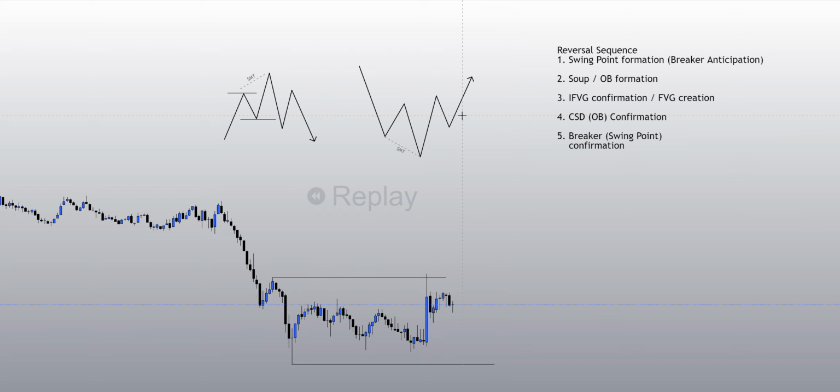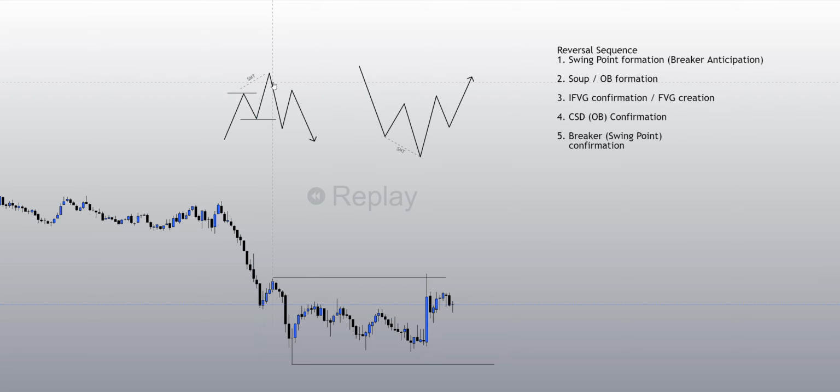So, the reversal sequence. We have a trend, we have to have a swing point. This will be the breaker that we expect to use once it's violated, right? We have to have early traders get stopped. That's what the breaker is. Then we have those traders, that swing point, get souped. In that move, we're stopping our traders, creating SMT ideally, and forming our order block / inverse fair value gap.